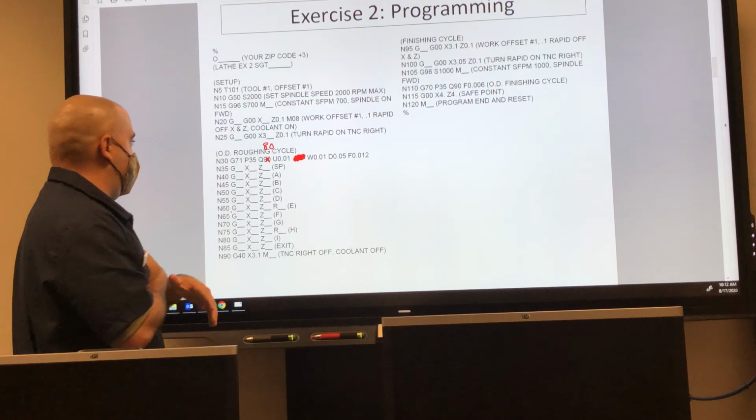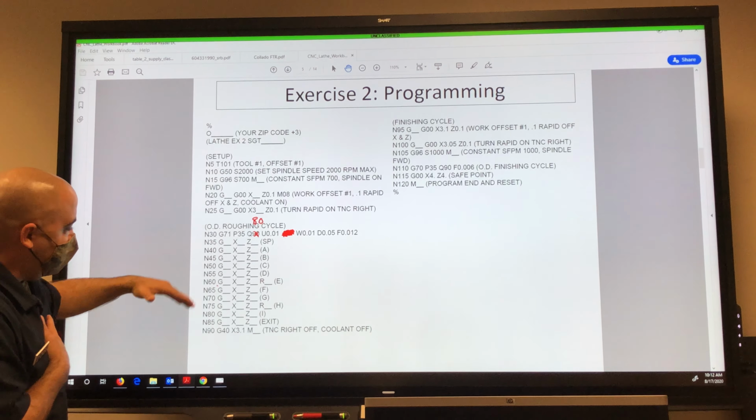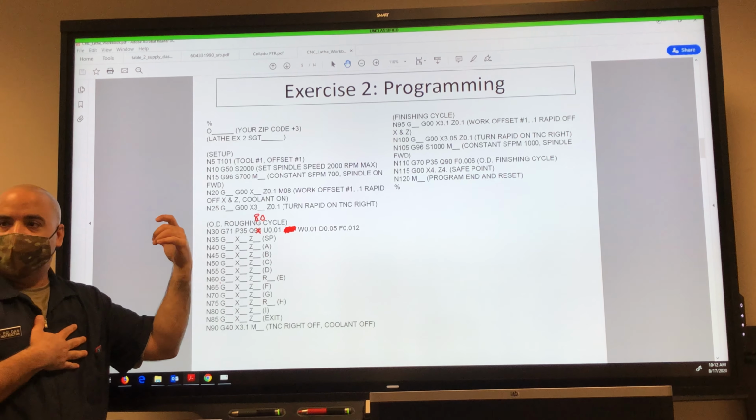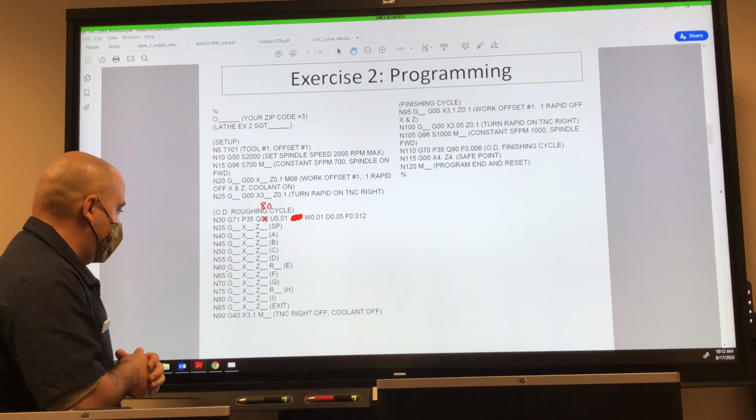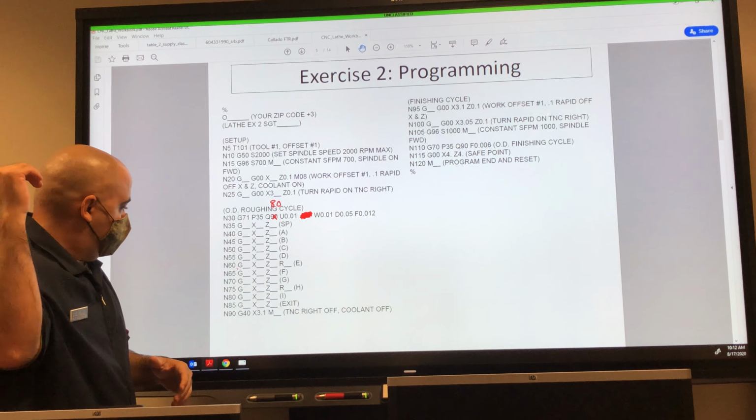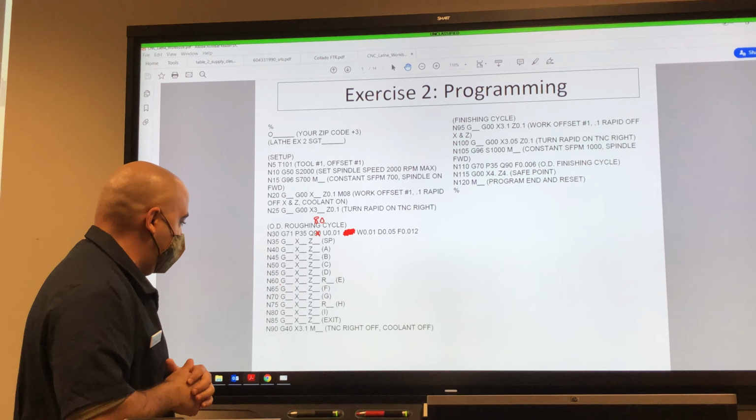All right, so I don't want to insult anybody's intelligence, but N35 to N80 are basically what we just covered. All the coordinates that we just covered. So Colado, break down N90 for me.